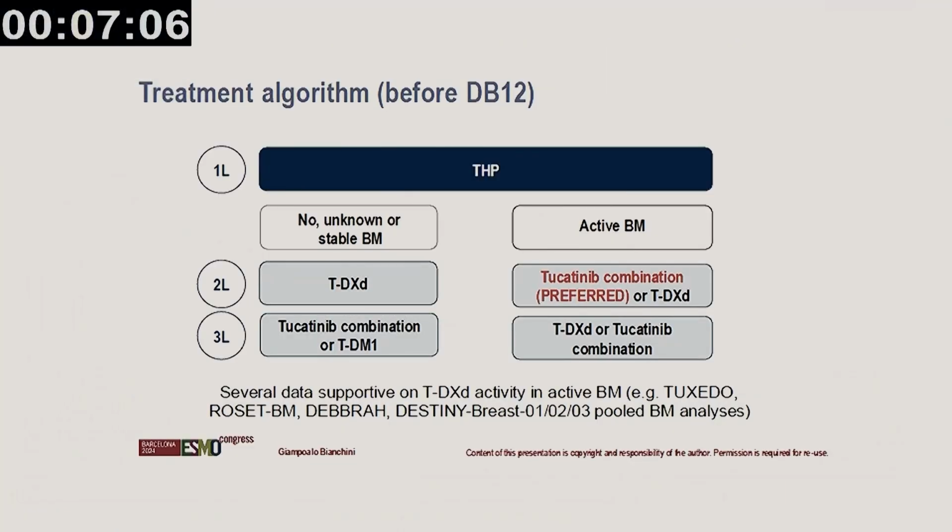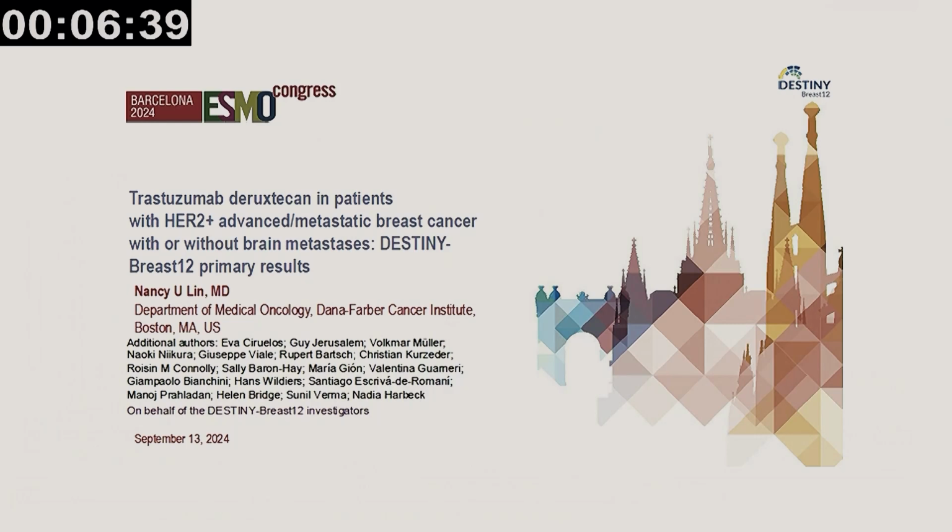So as I mentioned, DESTINY is the name for the study of all the trials that use deruxtecan, trastuzumab deruxtecan as a molecule. And this was a study called DESTINY-12, which actually was one of the recent studies which was done. Until this study came in, we used to use small molecules like tucatinib to treat intracranial metastasis in HER2 positive breast cancers. And this was the study presented recently at the ESMO Barcelona.